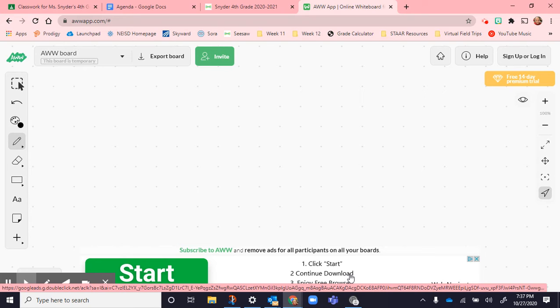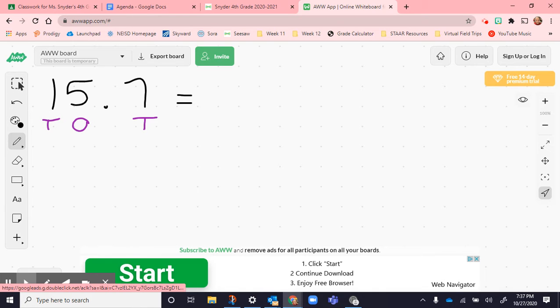So we started with the tenths. Let's say we have 15 and 7/10. We're going to talk about the value of each of these digits. If you remember, the 5 is in the ones place, and the 1 is in the tens place, and the 7 is in the tenths place. When we write this out in expanded form, the 1 in the tens place is the same as 10, plus the ones place. If I have 5 of them, that's just 5. These are whole numbers, they have no decimals.